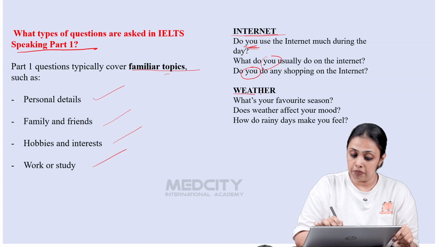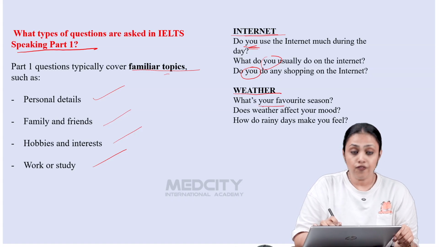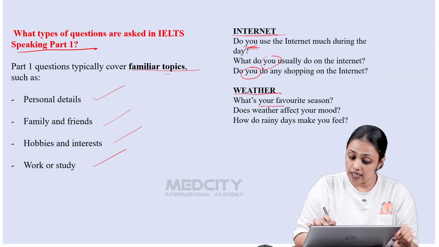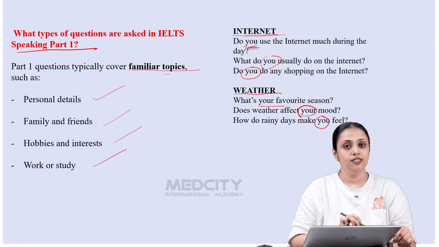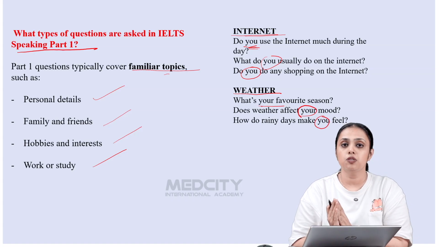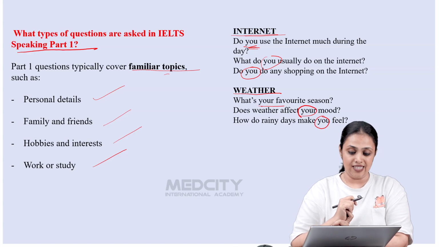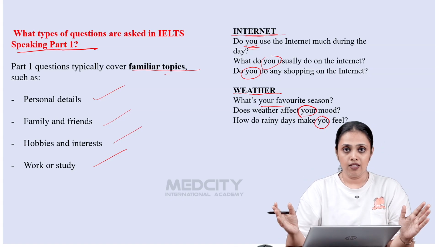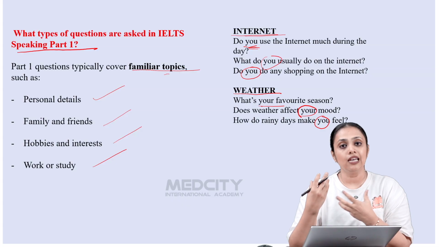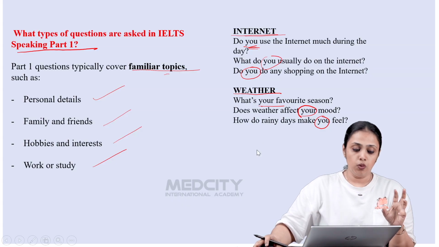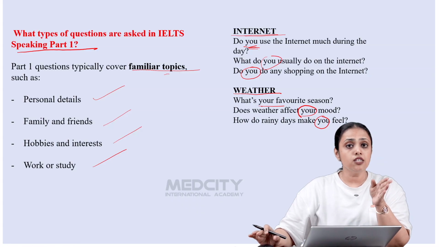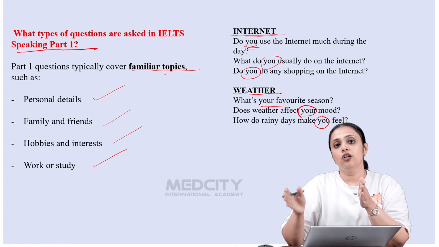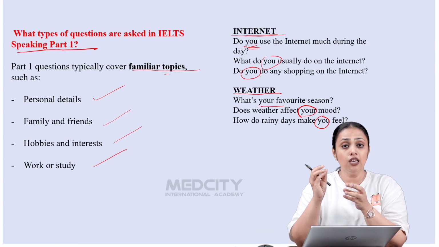Now, a topic can be weather. What is your favorite season? Does weather affect your mood? How do rainy days make you feel? Did you notice? It's all questions based on personal choices or preferences. Whatever the topic is, the questions would be related to you. Now that's how the questions in part 1 come, and how you have to answer. First, directly answer the question and then expand on that idea in 2 or 3 sentences in a coherent way.